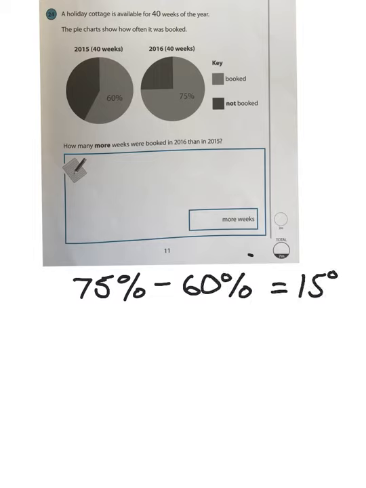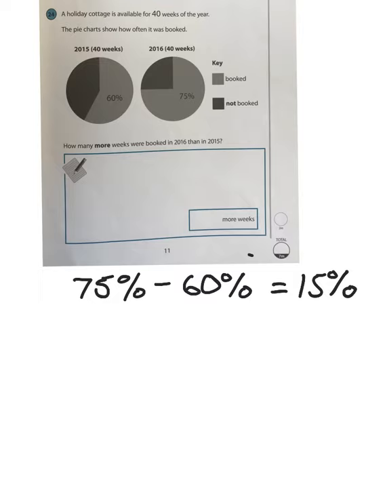Right, percentages. The pie chart shows how often it was booked. So 2015, 40 weeks there, 60% booked. 2016, 75% booked of the 40 weeks. Then the question is, how many more weeks were booked in 2016 compared to 2015? There's a couple of different ways of thinking about it. What's 75% take away 60%? 15%.